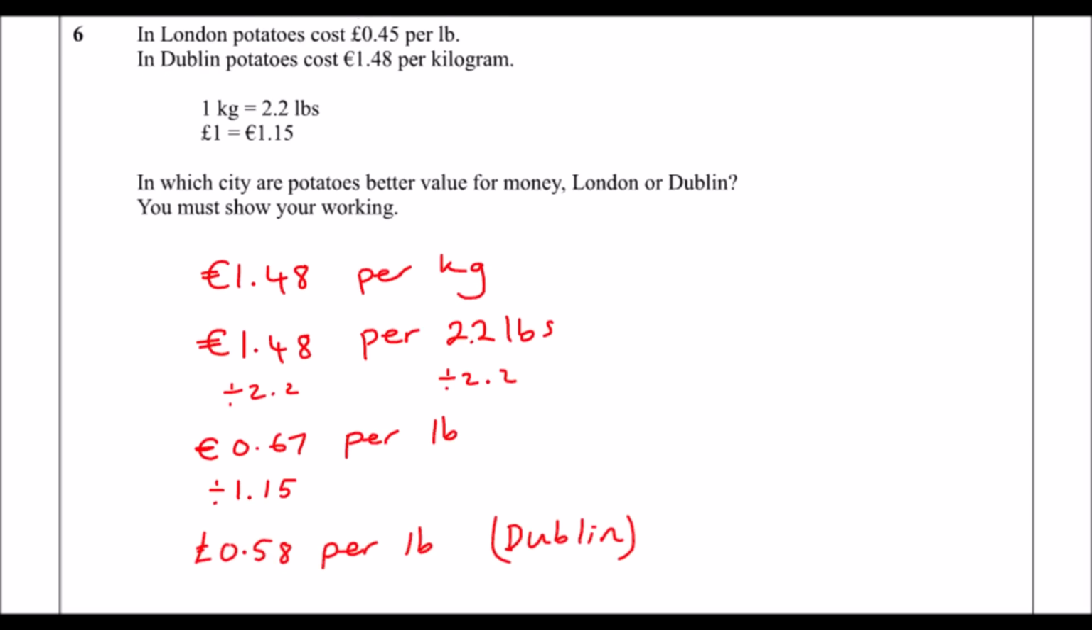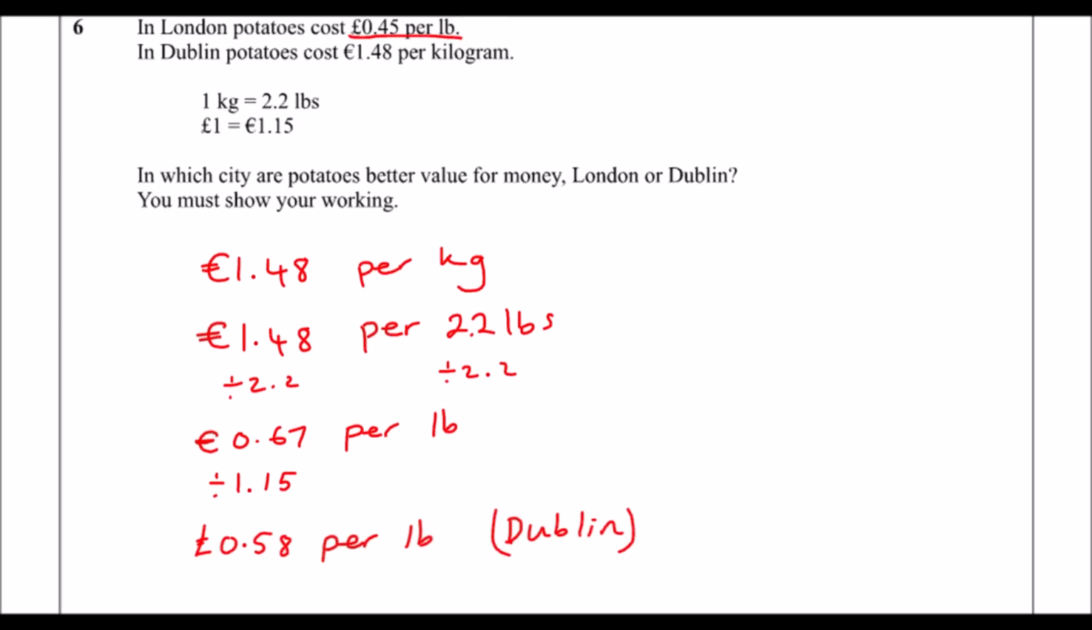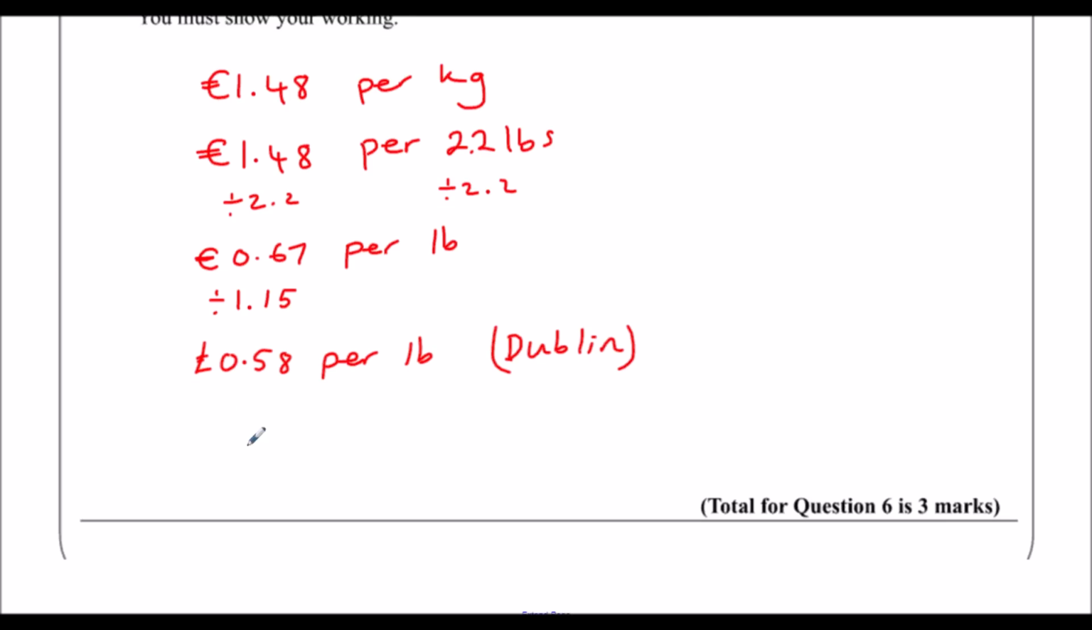So 58p per pound. So that's in Dublin. In London, it's 45p per pound. So it's cheaper in London. So London is cheaper. So 45p is less than 58p.